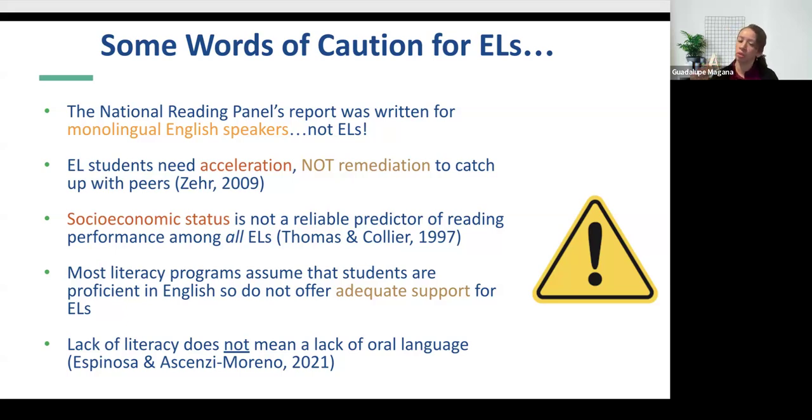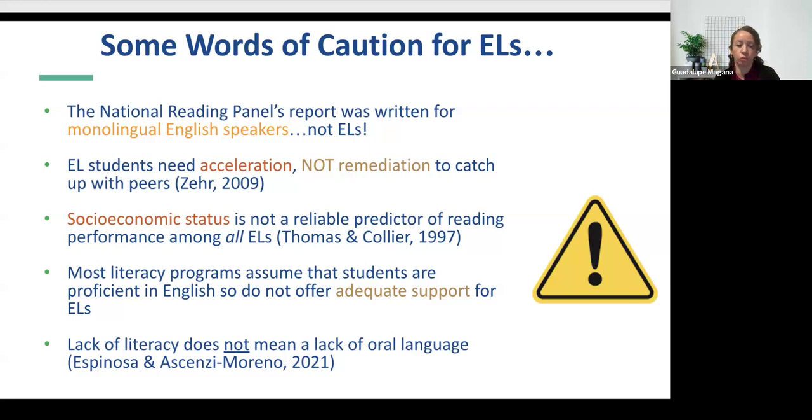But then you ask him, what was the story about? I don't know. So is he actually reading? That's when you ask yourself, he has great fluency, but then we ask him about the content and he's like, I don't know, I need to go back and reread what I read. So that's one of the things that we want to think about in all of our kids, not just specific ELL students. Socioeconomic status is not a reliable predictor of reading performance among all ELs.